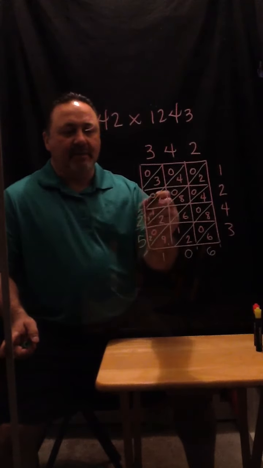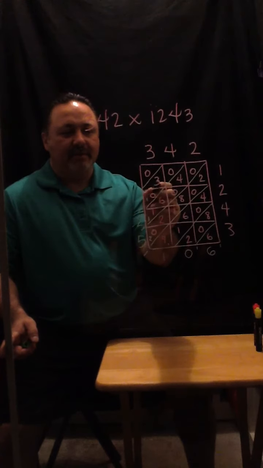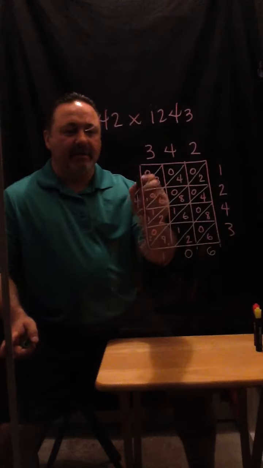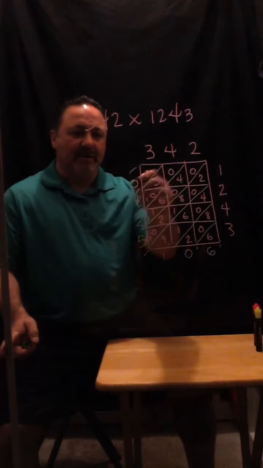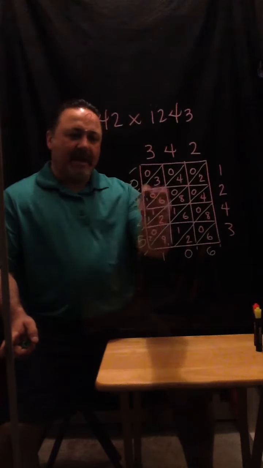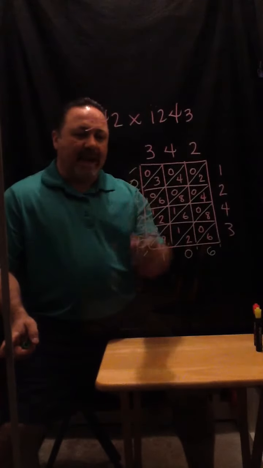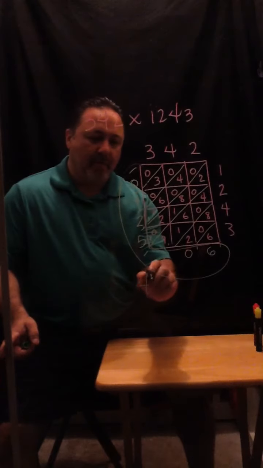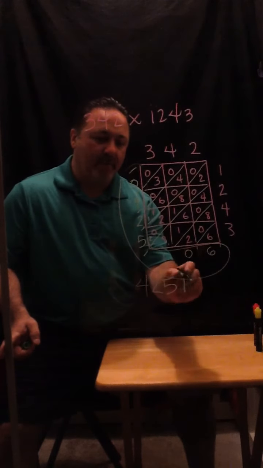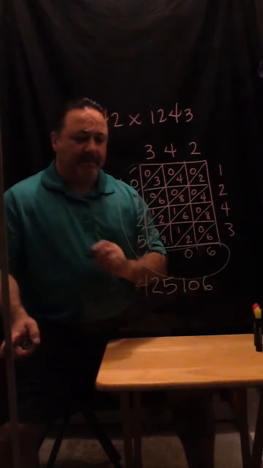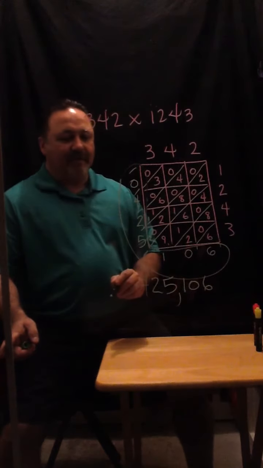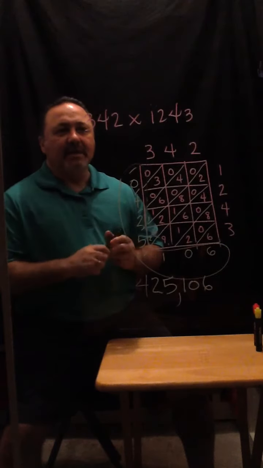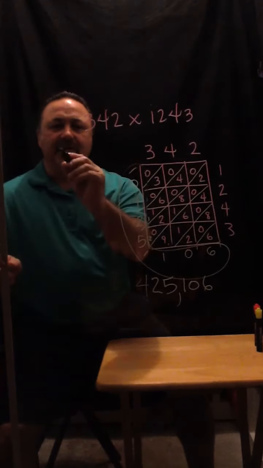0 plus 3 is 3, plus 1 is 4, leaves me 4. This 0, there's nothing here, so I'm going to place a 0 there because 0 plus nothing is 0. I didn't have anything to carry. So what's my answer for this problem? Here's my answer. 4, 2, 5, 1, 0, 6. 425,106.